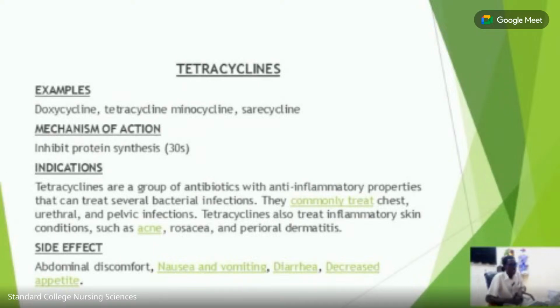The next one is quinolones, either quinolones or fluoroquinolones. They are also one of the antibacterial drugs, whose mechanism of action is to inhibit DNA replication. This is a different mechanism of action compared to the ones we've been mentioning, which either inhibit protein synthesis or inhibit cell wall synthesis. But this one is quite different. Here, the mechanism of action is to inhibit DNA replication.